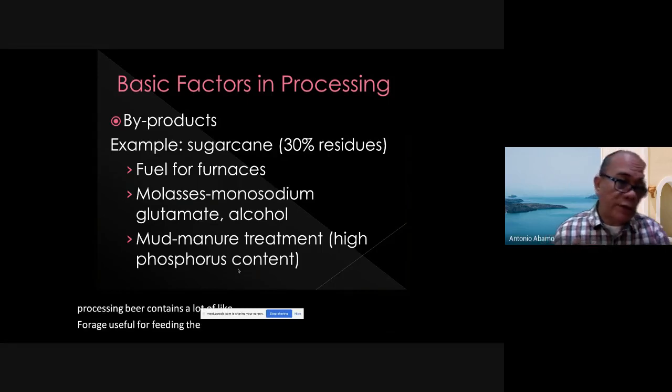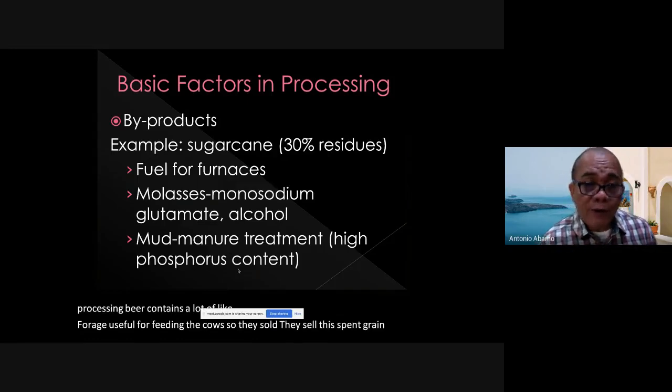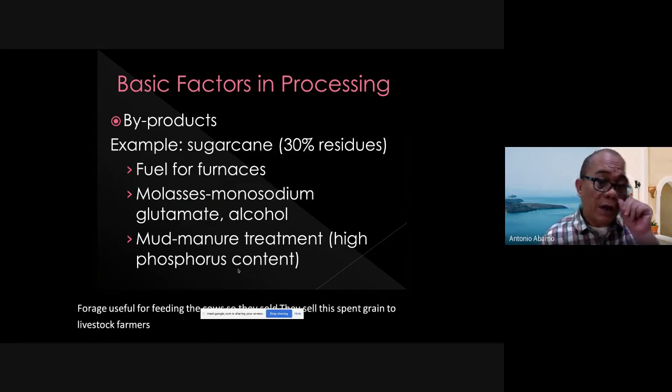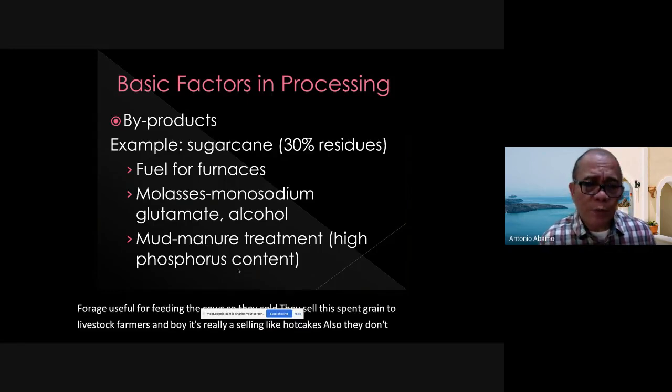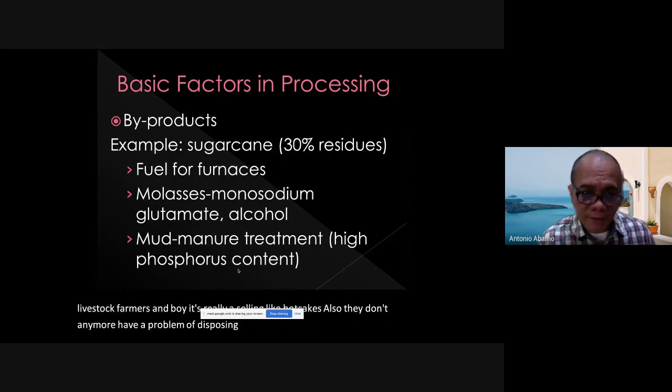So they sell this spent grain to livestock farmers, and boy, it's really selling like hotcakes. Also, they don't anymore have a problem of disposing this byproduct. So that is very clever, no?